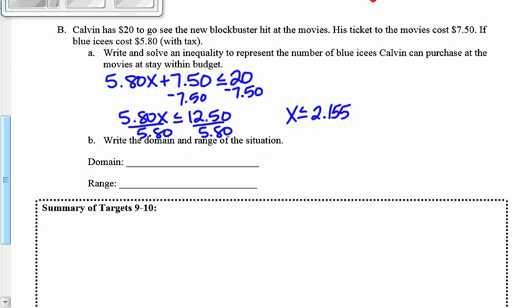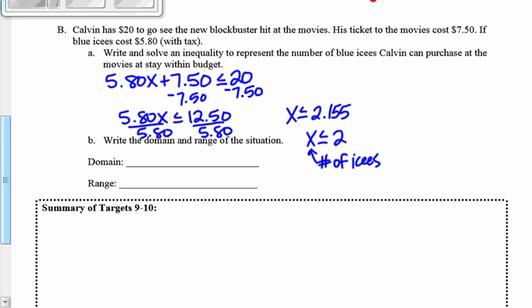So let's think about what x represents. X represents, if you go back to that original expression, the number of Blue Icies. Now, I don't know if you've ever asked for 0.155 of a Blue Icy, but you're probably going to get whoever you're asking to look at you like you have 3 eyes. So you can either purchase 2 icies or you can purchase 3 icies. According to our expression here, if we purchase 3 icies, we've gone above budget. So let's round down, and notice I'm always rounding down. Even if it said 2.9, I would still round down to 2. This is the number of icies.